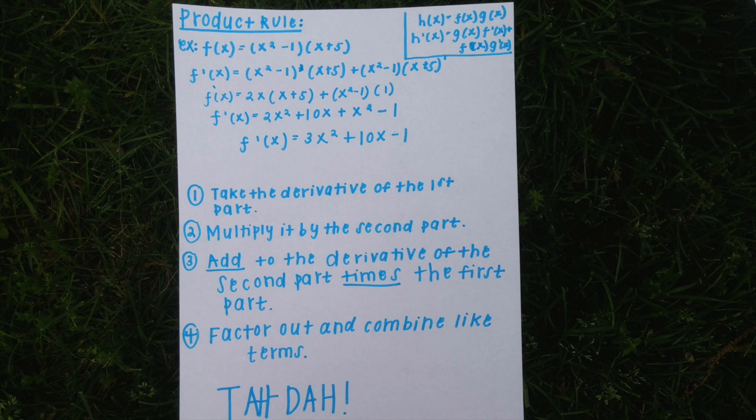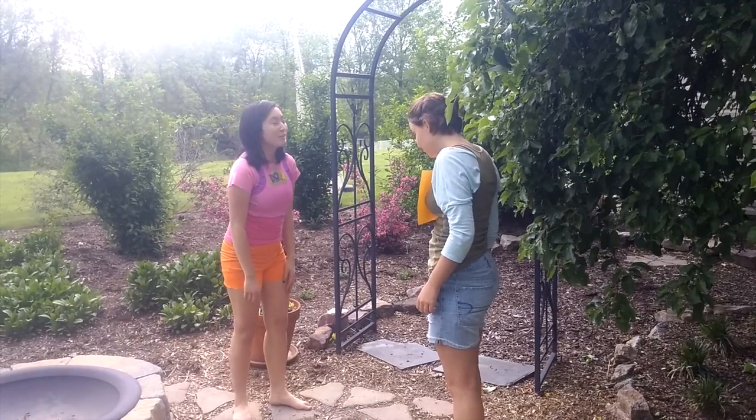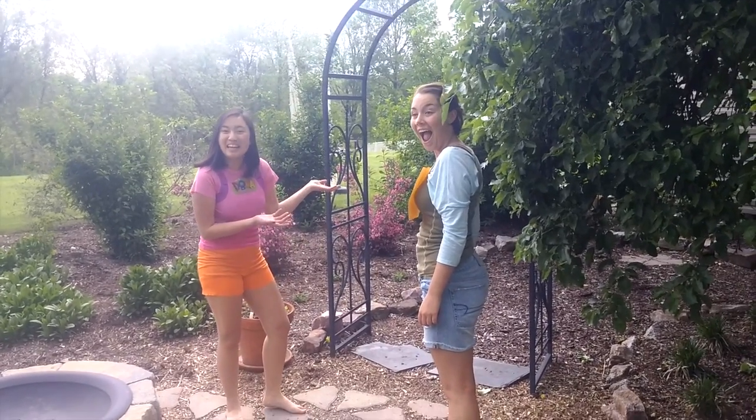We can simplify this equation even further by distributing the 2x to the x plus 5, which will give you 2x squared plus 10x, plus x squared minus 1. Then we're going to add the 2x squared and the x squared together to get 3x squared plus 10x minus 1. Ta-da! Look at that! The gate's open! We did it!